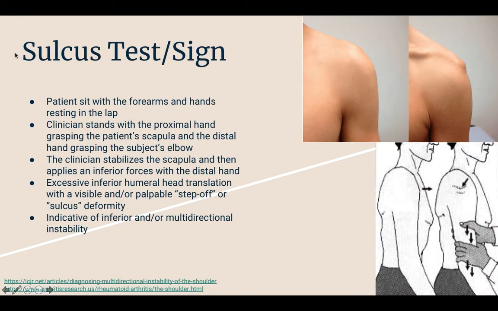The sulcus sign can be seen when the patient is sitting with their forearms and hands resting in their lap. The clinician stands with the proximal hand grasping the patient's scapula and the distal hand grasping the patient's elbow. The clinician stabilizes the scapula and then applies an inferior force with the distal hand, also known as distraction. A positive test shows excessive inferior humeral head translation with a visible or palpable step-off or sulcus deformity. You can see the step-off or sulcus deformity in the top rightmost picture. And this test is indicative of inferior multidirectional instability.